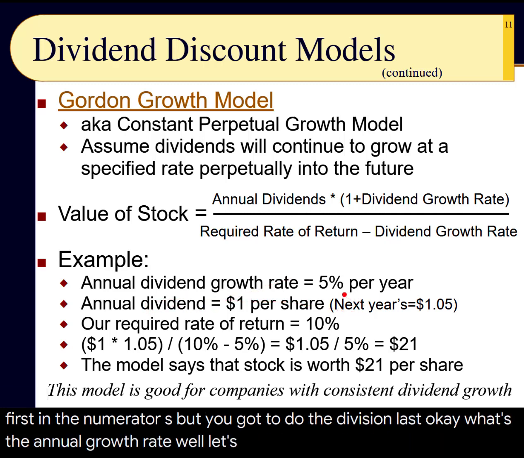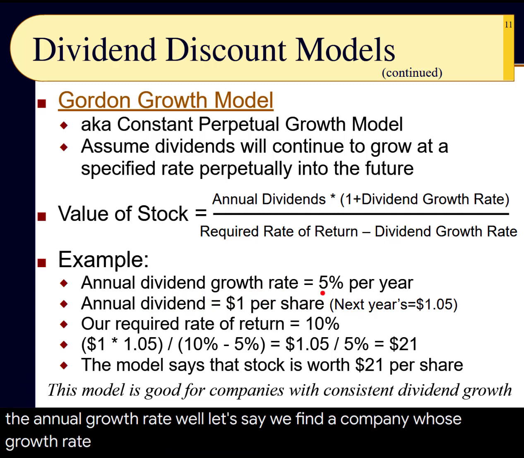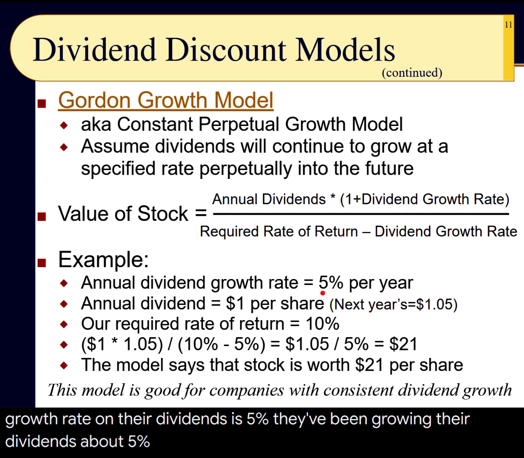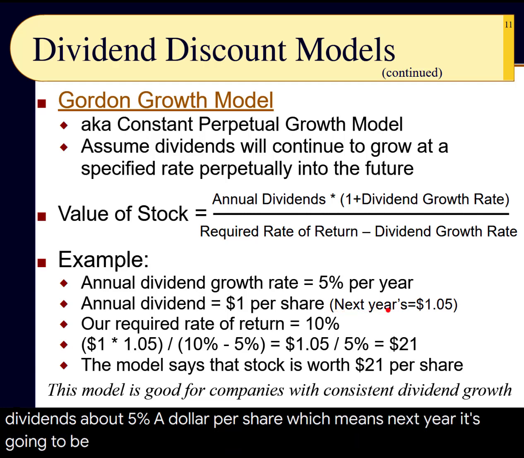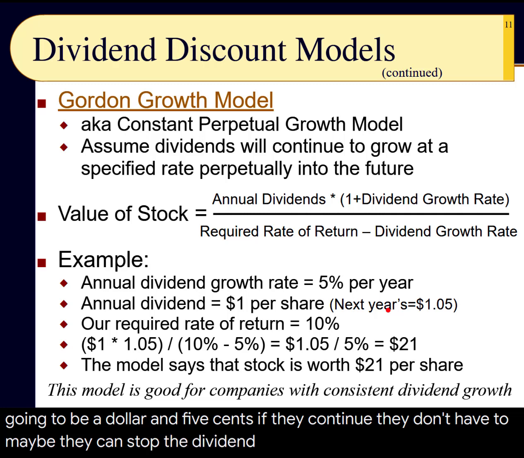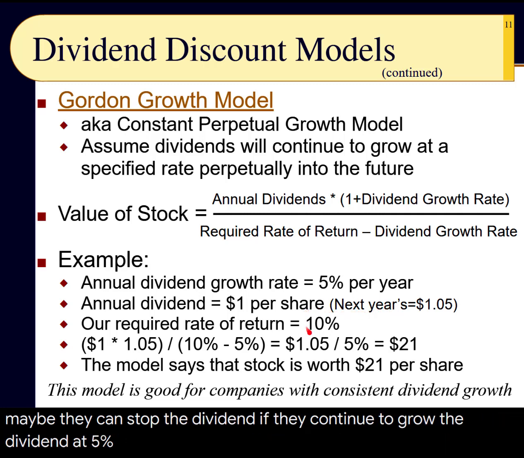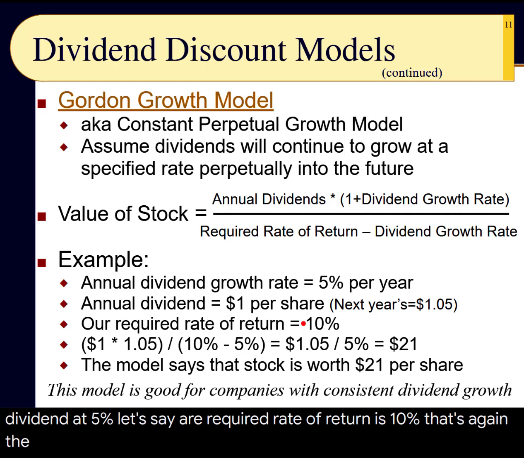Okay. What's the annual growth rate? Well, let's say we find a company whose growth rate on their dividends is 5%. They've been growing their dividends about 5%. Their annual dividend is $1 per share, which means next year it's going to be $1.05 if they continue. They don't have to. Remember, they can stop the dividend. If they continue to grow the dividend at 5%, let's say our required rate of return is 10%. That's, again, the discount rate. That's what we want from the stock. We decide this.